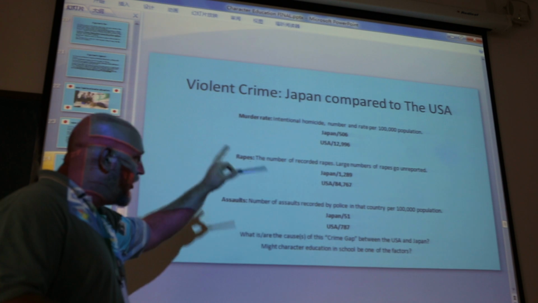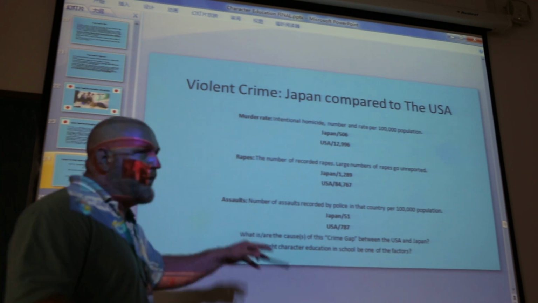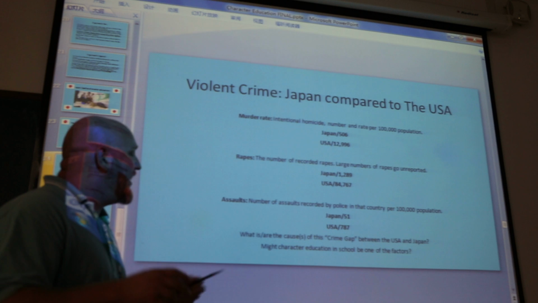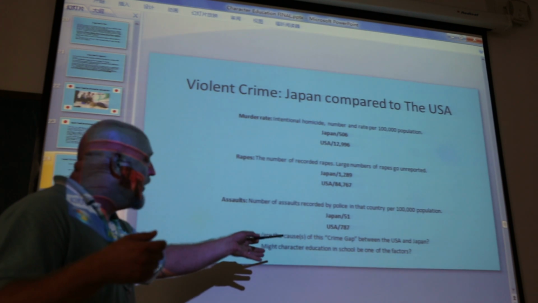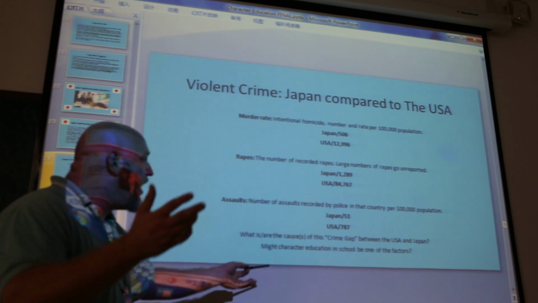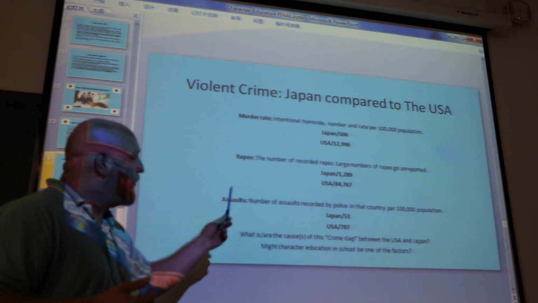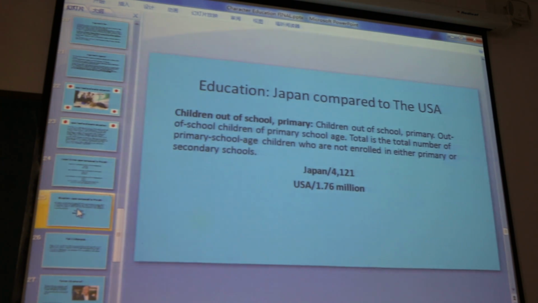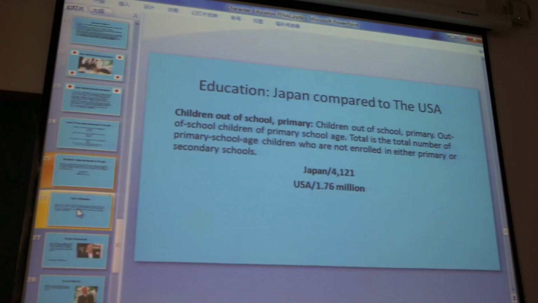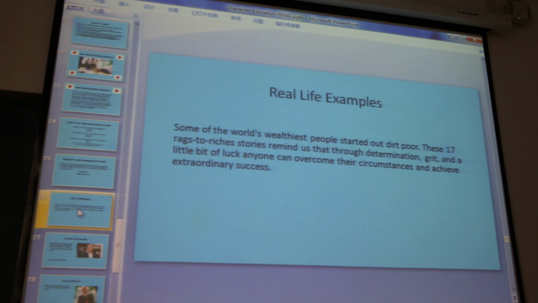I think we all agree these are horrendous crimes. Gap, that seems to be a popular word these days. So we're looking at something that maybe we could call a crime gap, and I'm interested in, well, what are the causes? And again, I'm sure there are multiple, but I wonder if character education might be one of those. Also right here, if you compare children out of school, primary school, 4,000 in Japan, about 1.76 million in the United States.